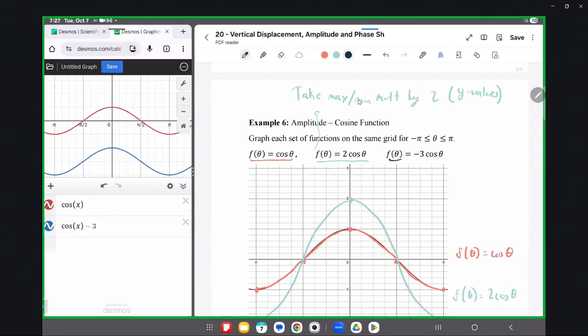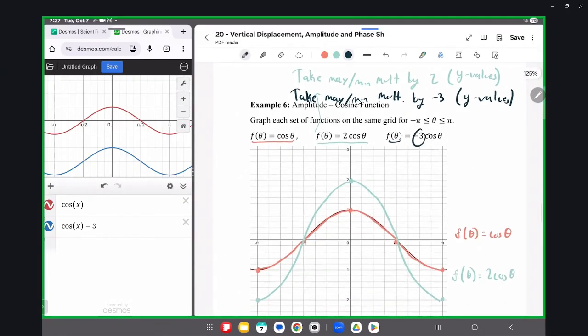Okay, let's have a look at the last one. f of theta equals negative 3 cos theta. So we do the same thing. We're going to take max and min and multiply by negative 3. And this will affect the y values. So notice that we have a negative value here. So this is going to be a stretch, or we should be a bit more accurate and call this a vertical stretch. And we also have a reflection in the x-axis. So that's what we have.